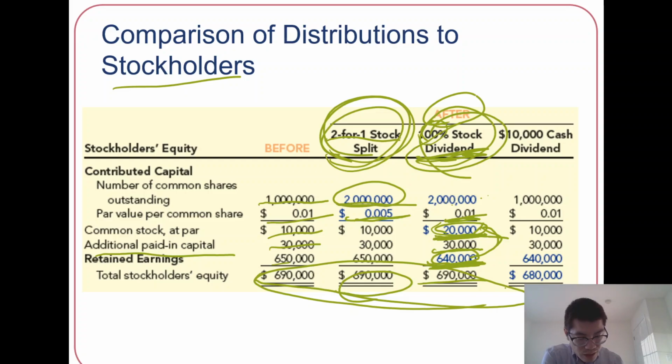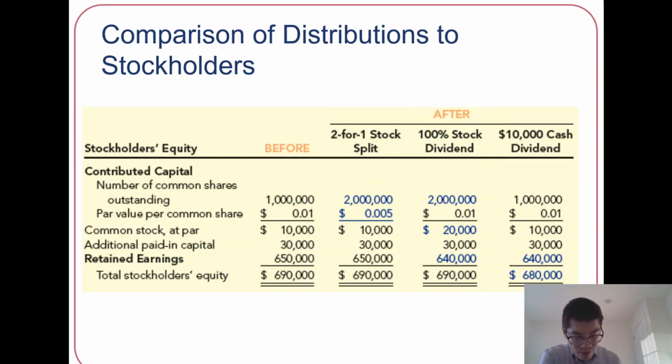If it's a net $10,000 cash dividend, anything here doesn't change, but retained earnings will be decreased by $10,000, because you really use the retained earnings to pay off the $10,000 cash dividends. That is the claim of owners, the withdrawal of owners out of the company assets, so that will decrease your stockholders' equity.